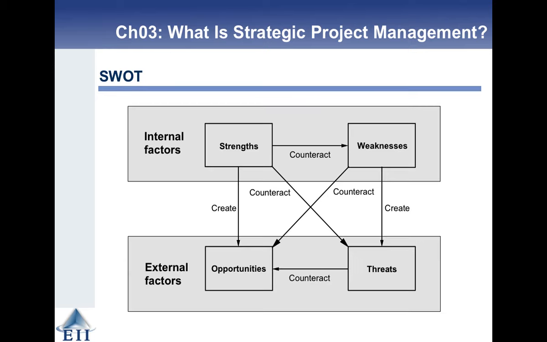Another analysis you can do is called SWOT: strengths, weaknesses, opportunities and threats. And they're interrelated, as you can see in the diagram.